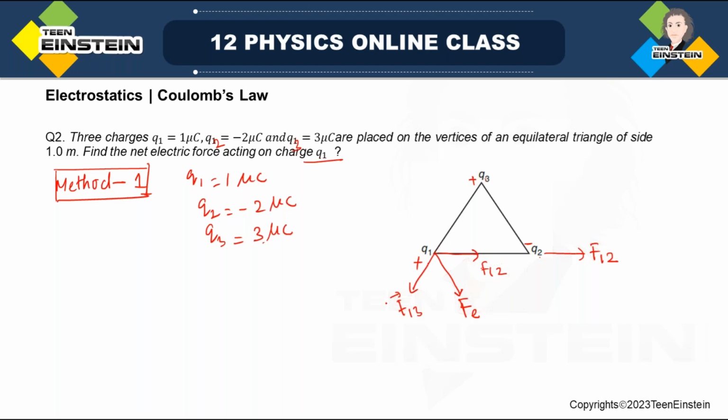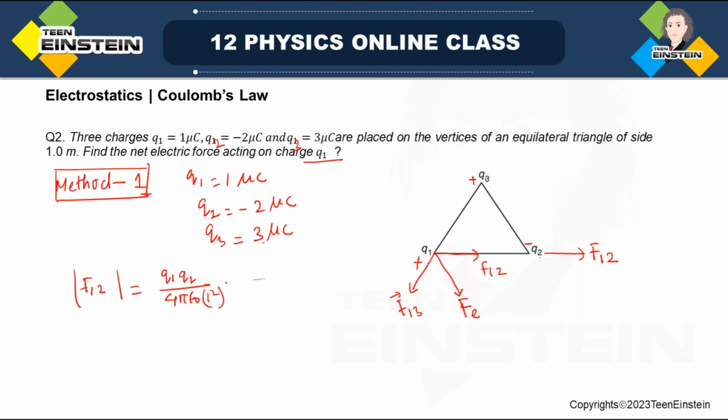So what are the magnitudes? Let us first do one thing. Let us find out the magnitude of F12. What is the magnitude? So Q1 Q2 by 4 pi epsilon naught. And what is the distance? So this is an equilateral triangle of side 1 meter. So this is 1 meter.